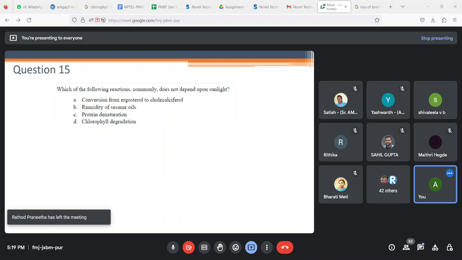Which of the following, all of these affect your Option A. Sorry? Protein denaturation. Yeah, correct. So protein denaturation is completely reliant upon the temperature and presence of any denaturant like say urea or guanidine. So only in the presence of some denaturing chemicals or in the presence of temperature will your protein denature. Otherwise, your protein denaturation does not depend upon sunlight.